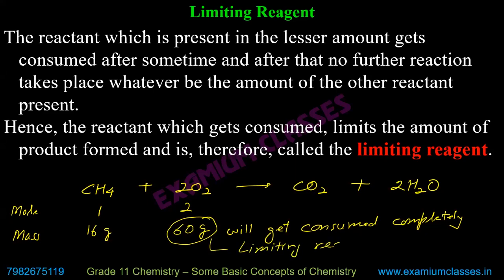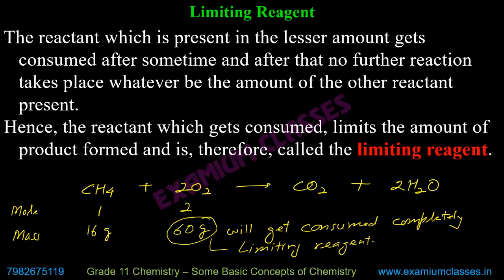Why limiting reagent? Because it limits the reaction. It stopped the reaction. Otherwise, the reaction would have continued because CH4 was there. Some CH4 was available, but oxygen was less than required. So it got consumed, and when it got consumed, it is not available for the reaction. So no further reaction will take place. So the limiting reagent is that one which stops the reaction, limits the reaction, gets consumed completely.